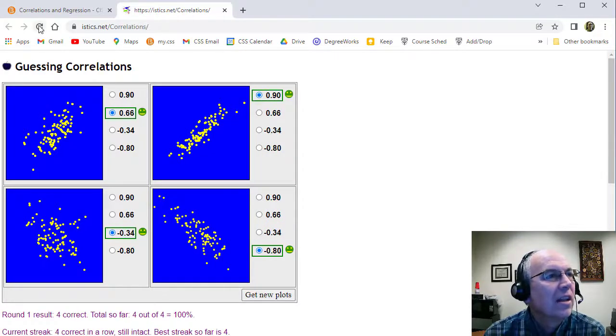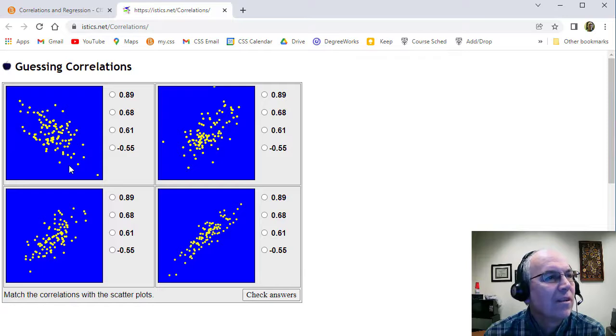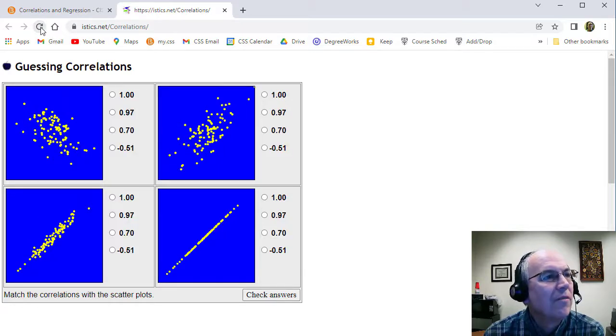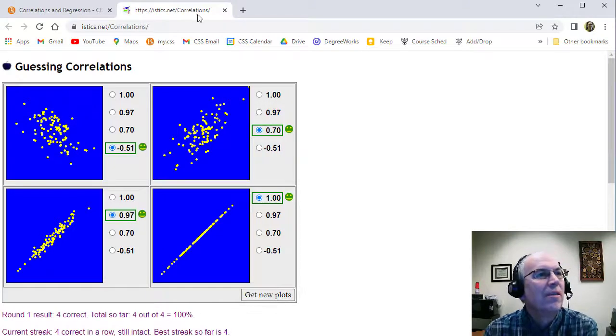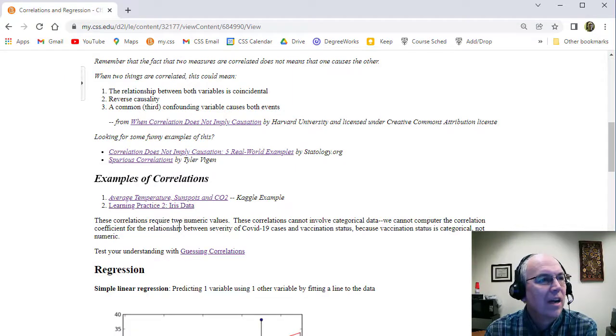Then again, you can reload this and get different values for different things, and try to guess, see if you can come up with all the right answers. So try that. Try to check out your readings on correlations here. So that's this guessing correlations exercise.